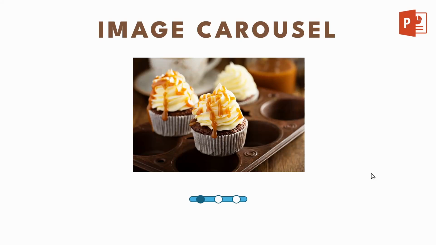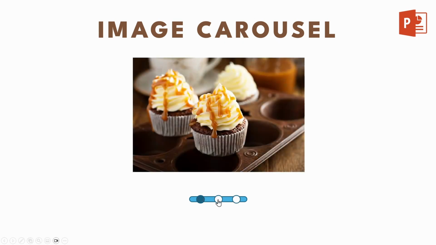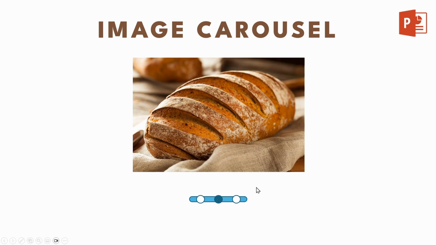Hi everyone, in this video I'll be showing you how to create this image carousel in PowerPoint. So if I click on these different buttons, you will see the appropriate image appears for that button. All this animation and logic has been added on a single slide, so I'm not really pointing to different slides. I'll show you how to create this from scratch.